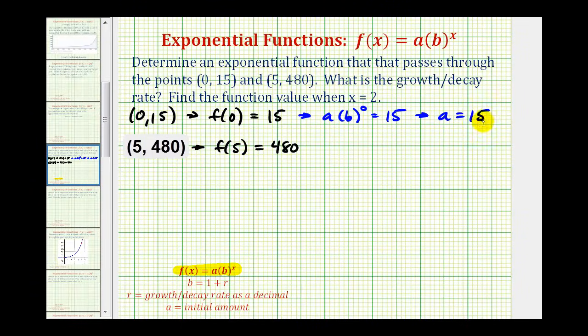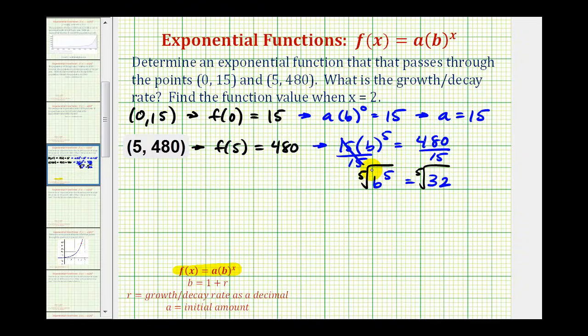Now we can use a equals 15 and the fact that f of 5 equals 480 to determine the value of b, our base. So we'll substitute 5 for x, so we know a, which is 15, times b to the 5th power must equal the function value of 480. So now we'll solve for b, so we'll divide both sides by 15. We have b to the 5th equals 32. We want b, not b to the 5th, so now we'll take the 5th root of both sides of the equation.